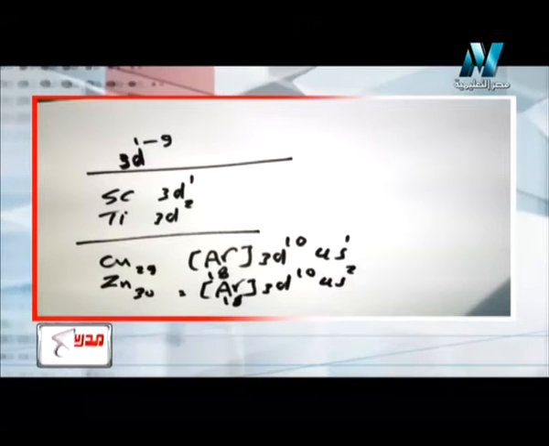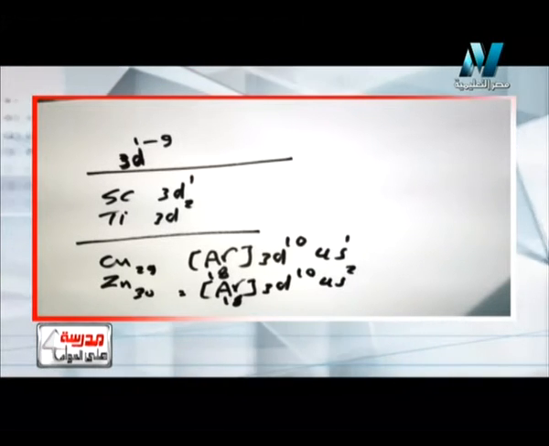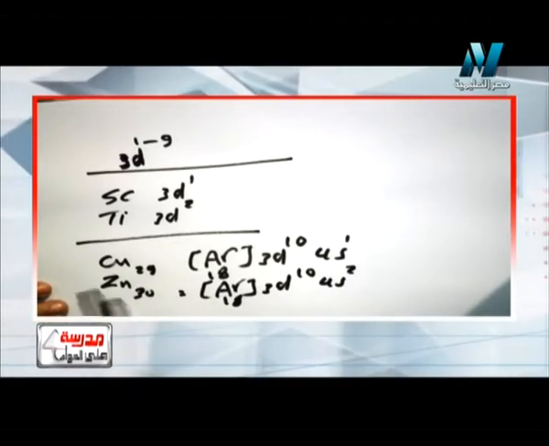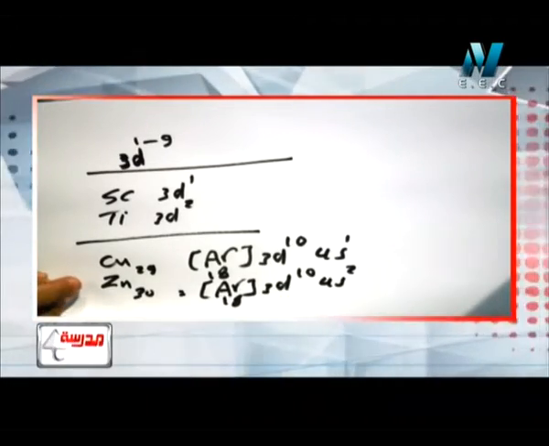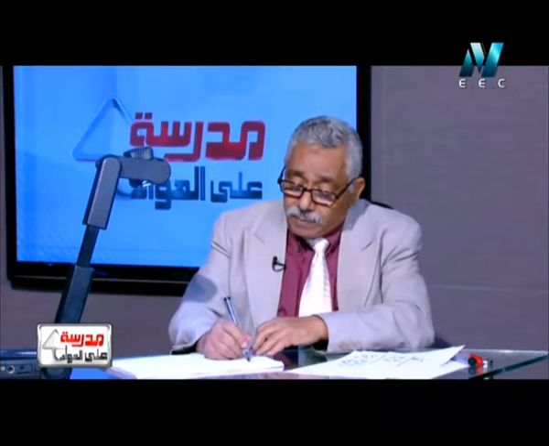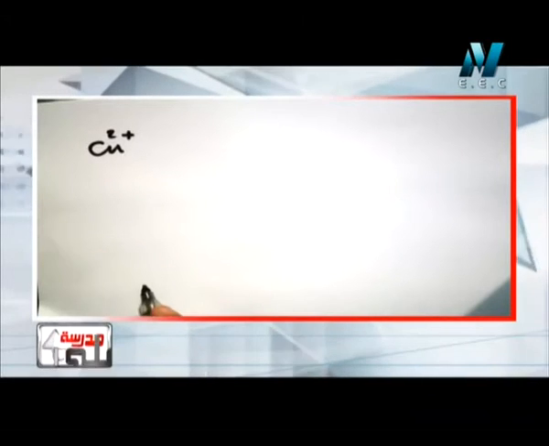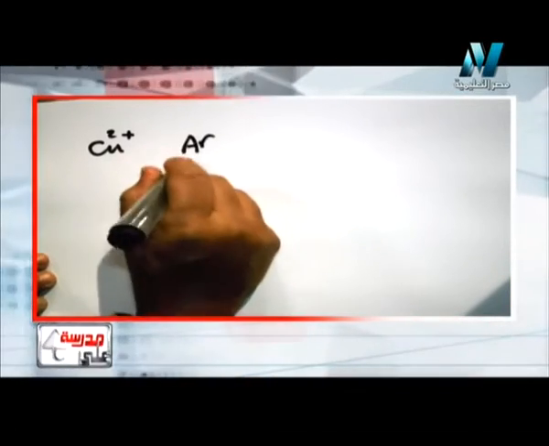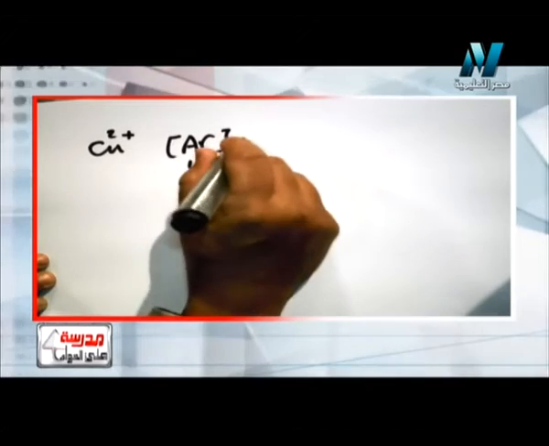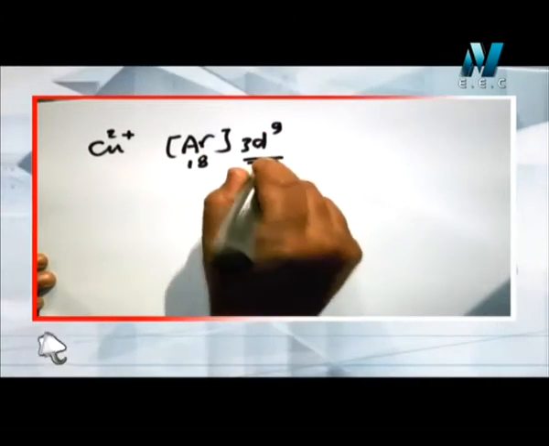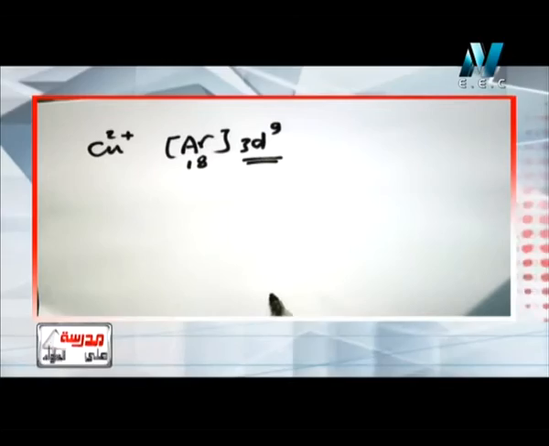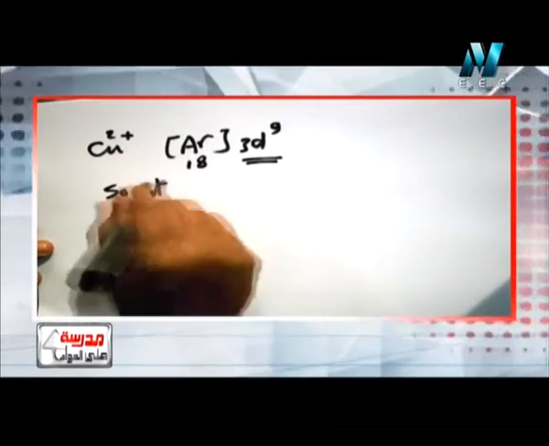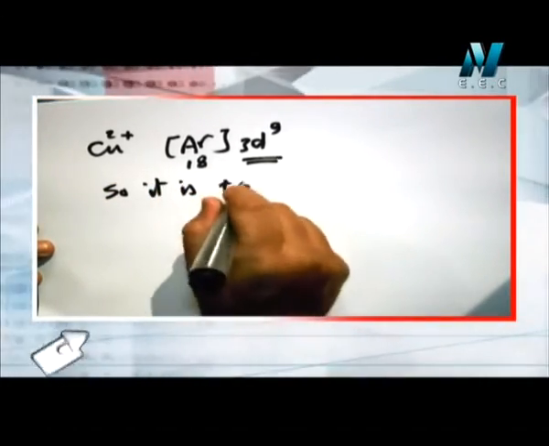one of its states, in the free state or in one of its compounds. Here, copper and zinc in the free state are completely filled. But what about the compounds of copper and zinc? We know that copper may be positive 2, as in copper oxide, copper sulfate, copper nitrate. In these compounds, the oxidation number of copper is positive 2: argon 18 and 3d9, not completely filled in one or more of its compounds. So it is a transition element.